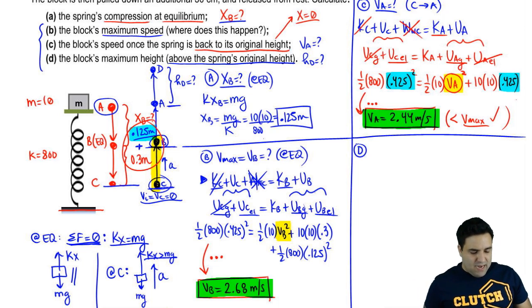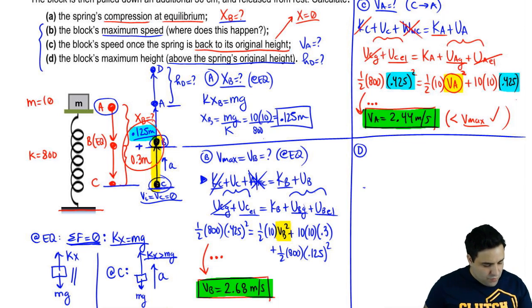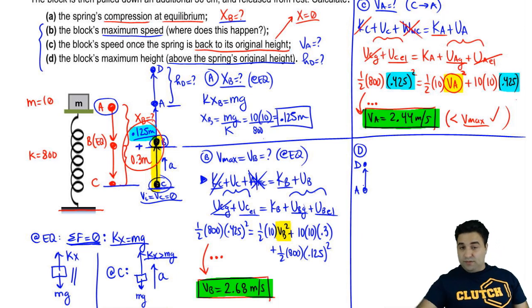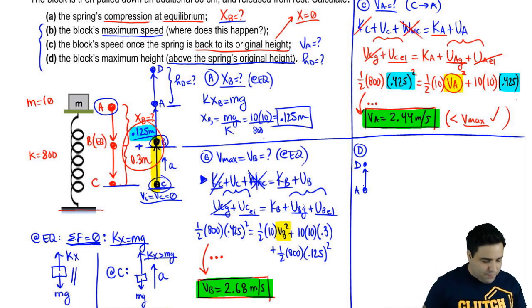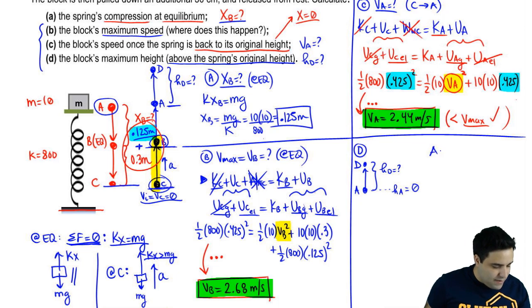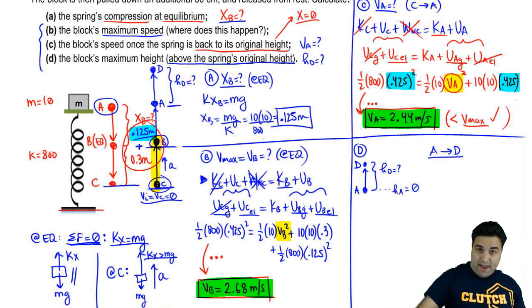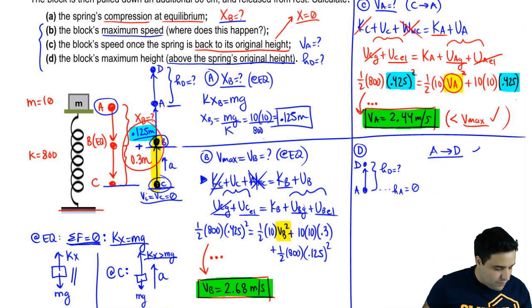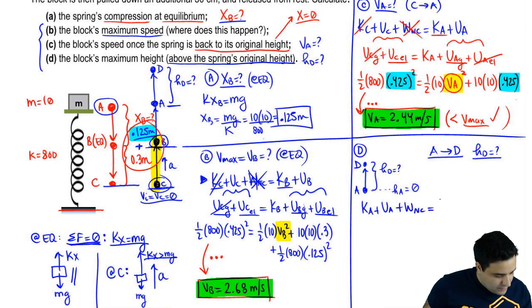So what is the maximum height above the original height? So we're going from A to D, and I want to know not the height from the bottom, I want to know the height from the top of A. So I want to know what is h_D, and the height at A, since it's the lowest point, we'll just call that 0. Okay? So it's an energy equation from A to D on the way back, and we want to know what is h_D. So K_A, U_A, work non-conservative, K_D, U_D.